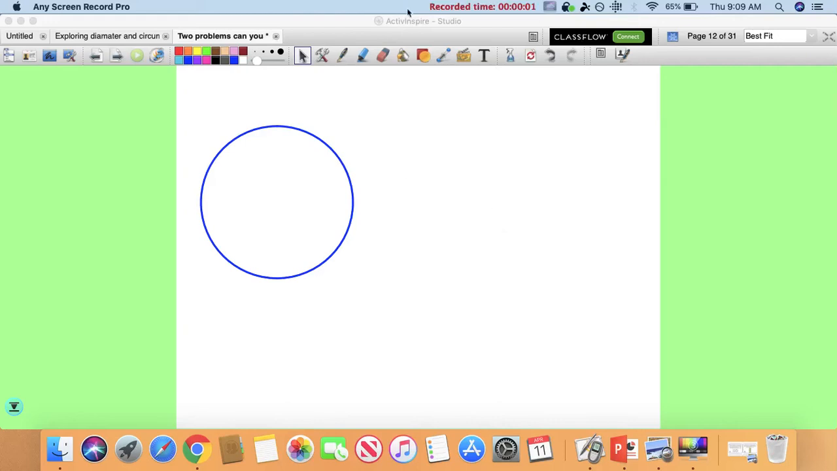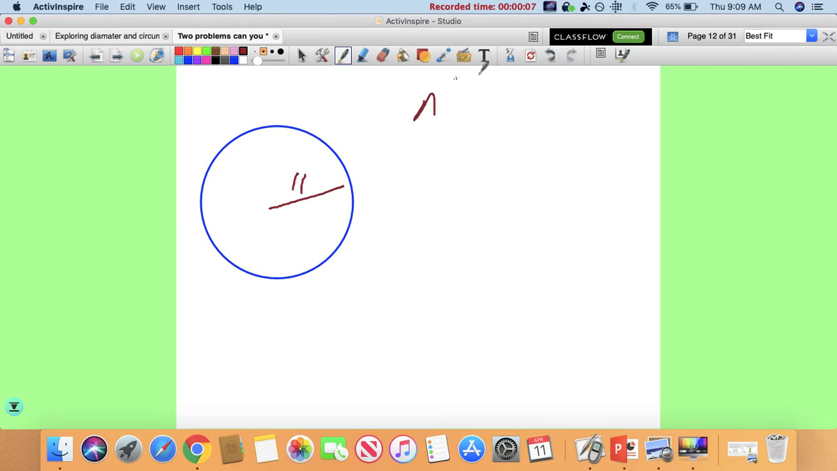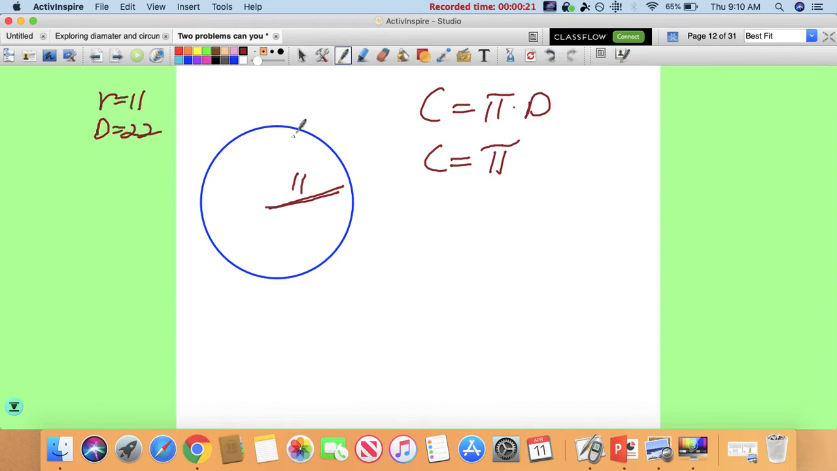This is number 1, and in number 1 we have a radius of 11. So we're going to do circumference equals pi d. And it says round to the nearest tenth, but we're going to round to the nearest hundredth. So circumference equals pi, and if the radius is 11, the diameter is 22, right? Because the diameter is double, right? So this diameter is 22.